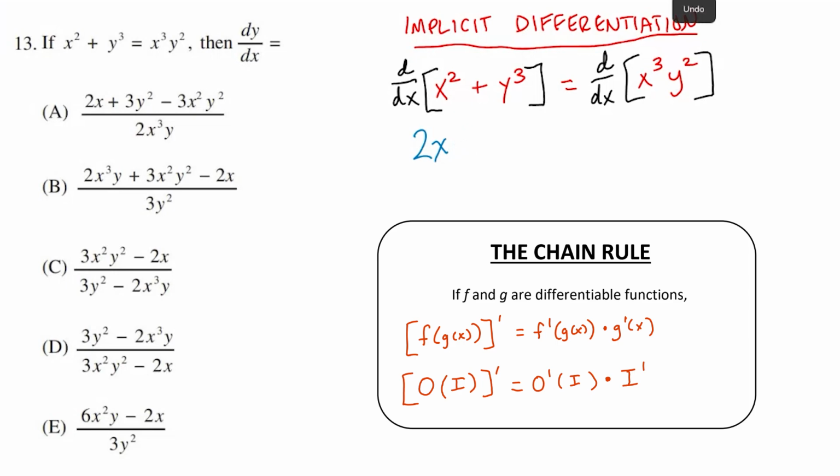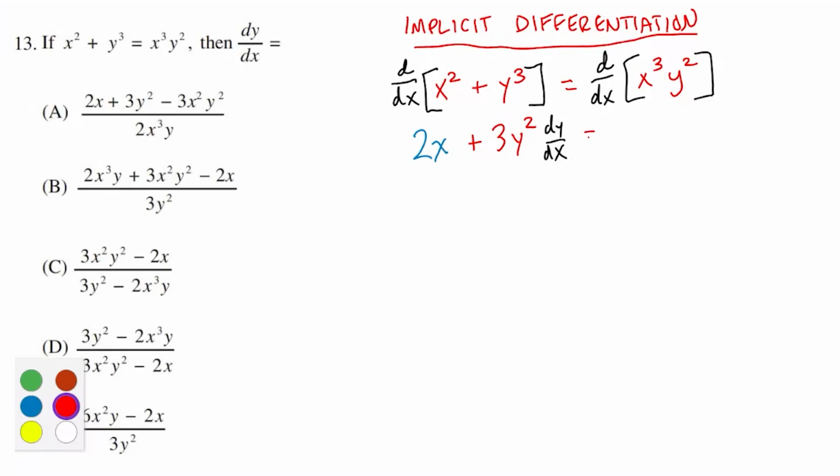But with y, when we find the derivative of y with respect to x, dy/dx is not 1. So when we differentiate this, we're going to use the power rule, 3y squared, but then due to the chain rule, we need to find the derivative of y with respect to x. And that's where that dy/dx is going to come from.